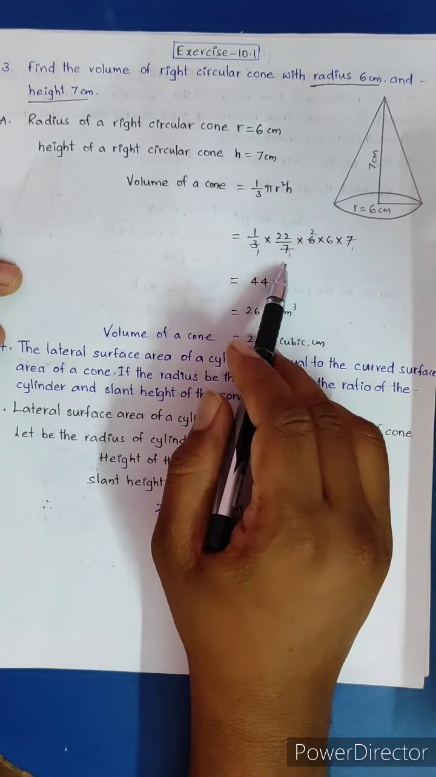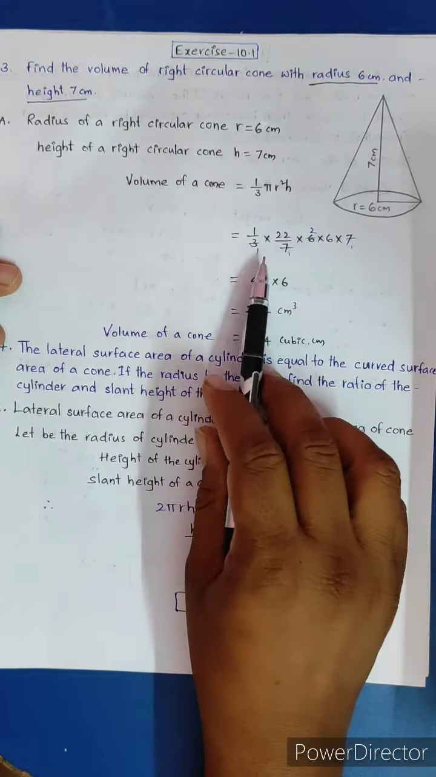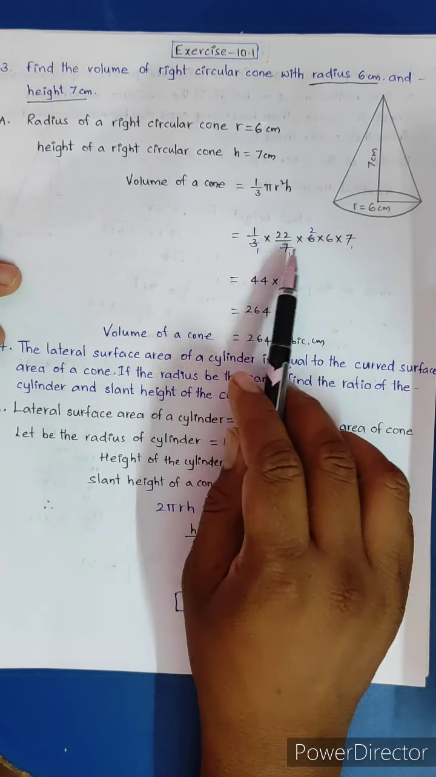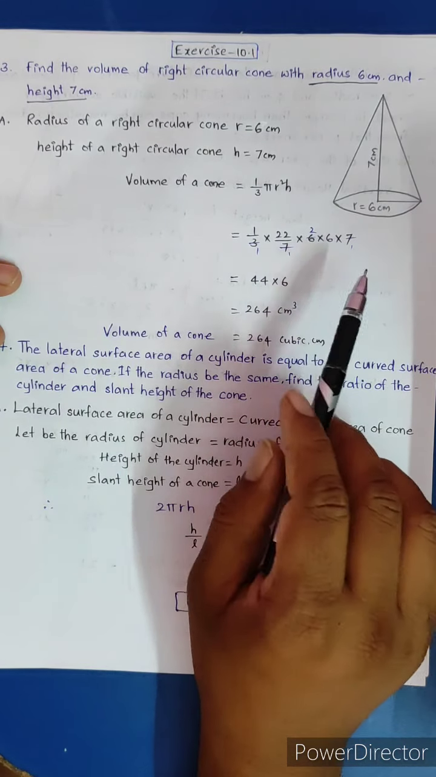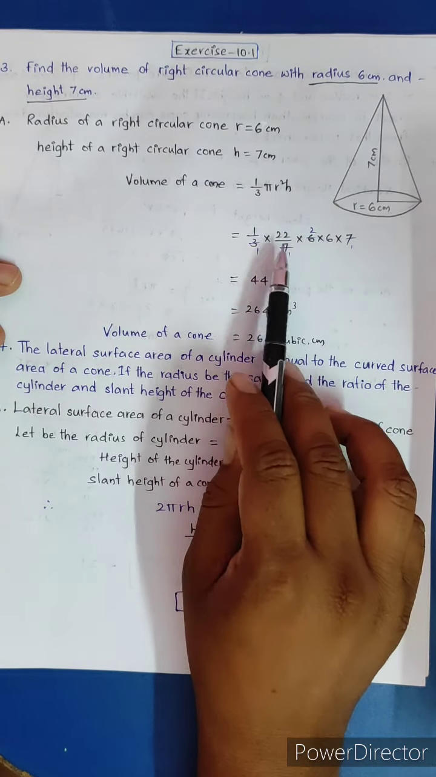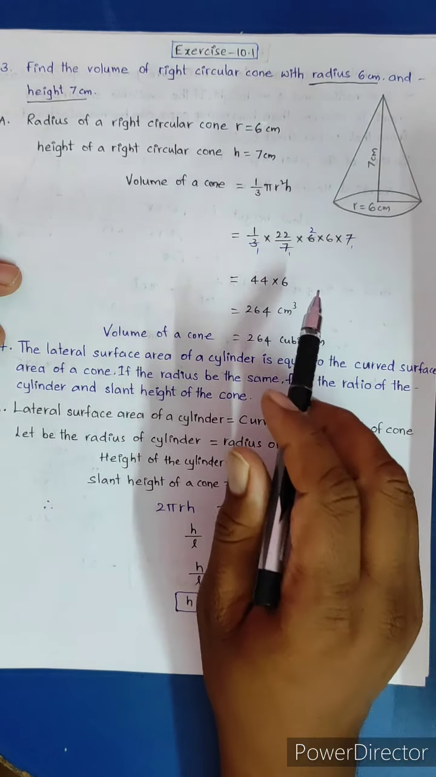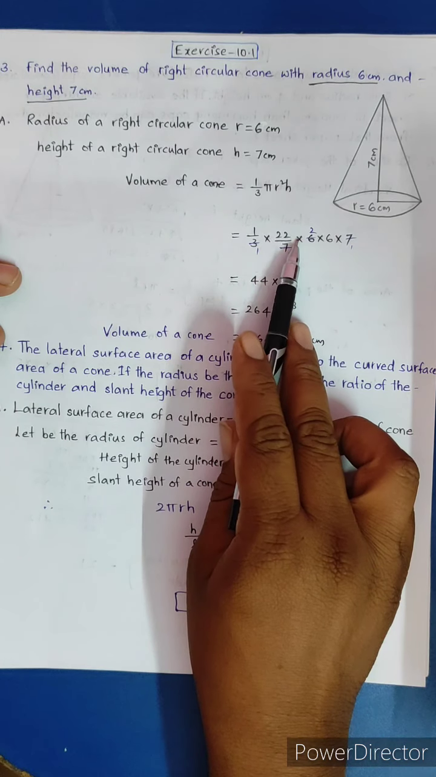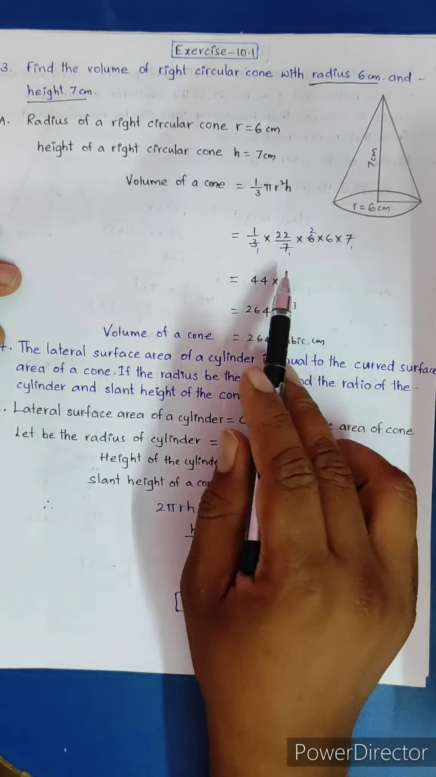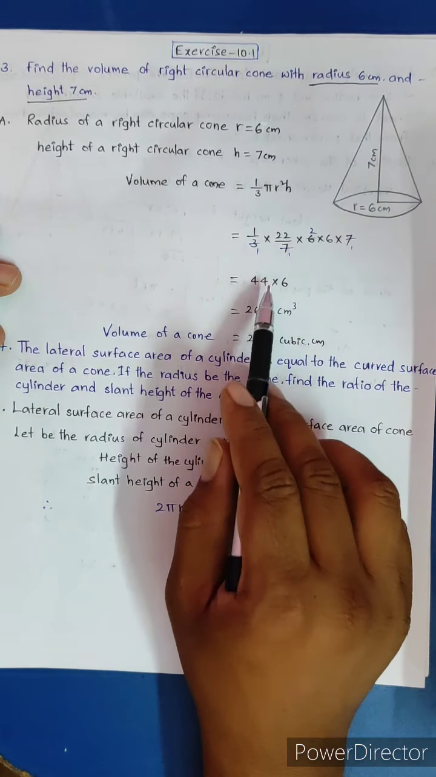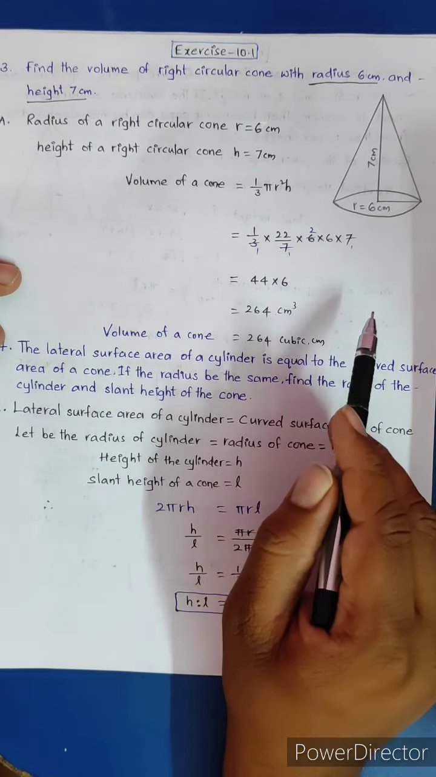1/3, pi value 22/7, radius value 6 into 6, into h value 7. Now 3 ones are 3, 3 twos are 6, 7 gets cancelled. Now what denominators are left here? Only 1, so no need to write. 22 sixes... 22 into 2 is 44, remaining 6. These 7 and 7 get cancelled. 6 fours are 24, 6 fours are 24, 26, 264 cubic centimeter.